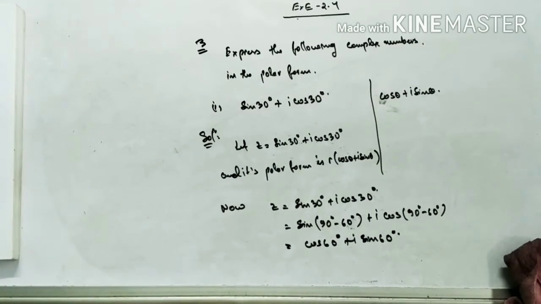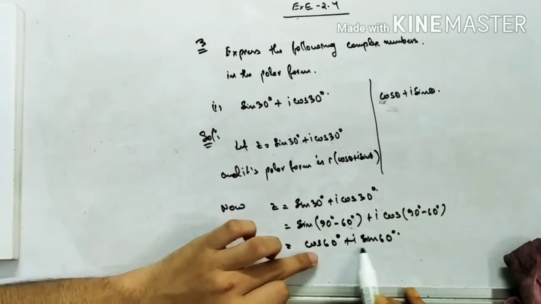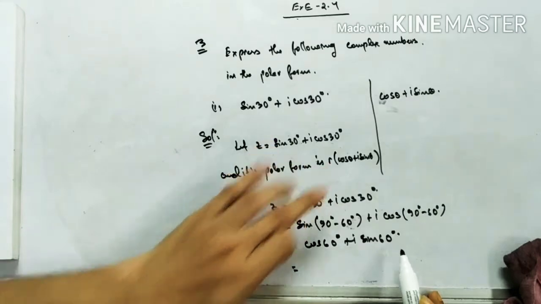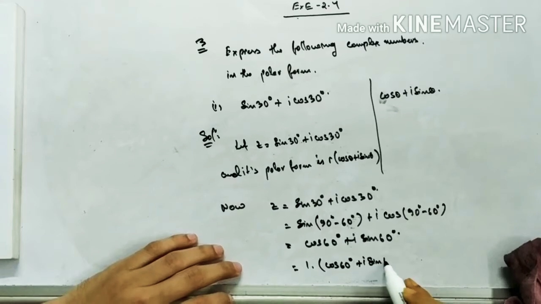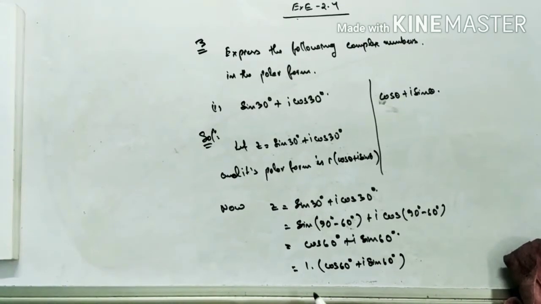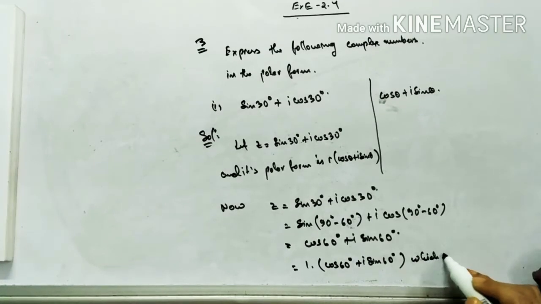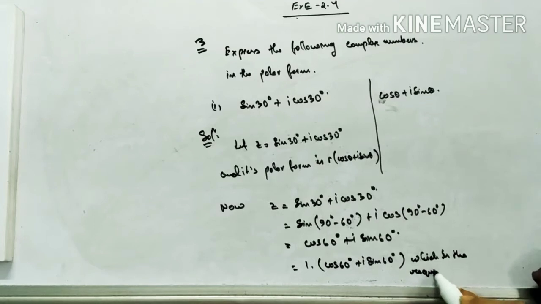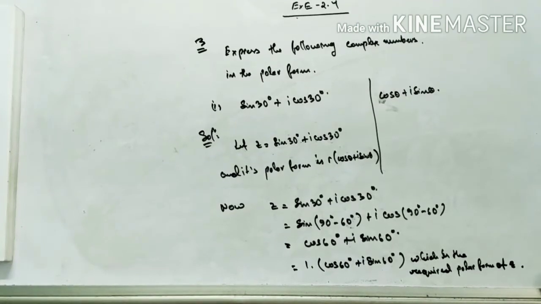In the cos theta plus i sin theta form I got, the r value will be 1. So 1 dot cos 60 degree plus i sin 60 degree. In here the r value is 1 and the theta value is 60 degree, which is the required polar form of z.